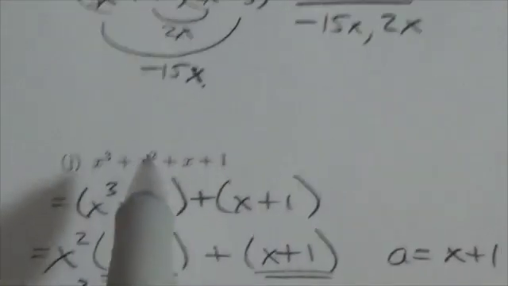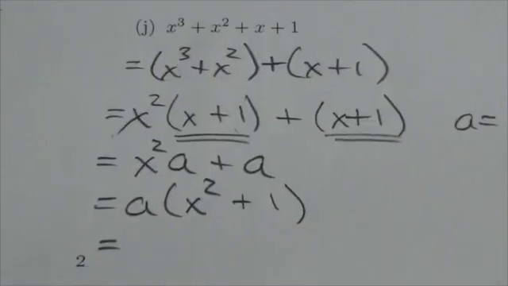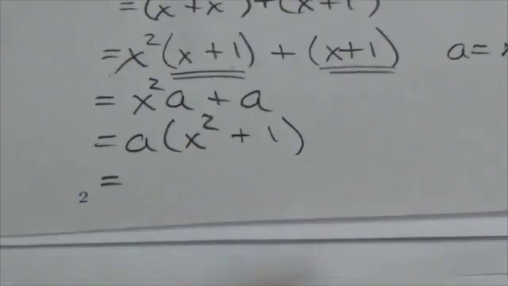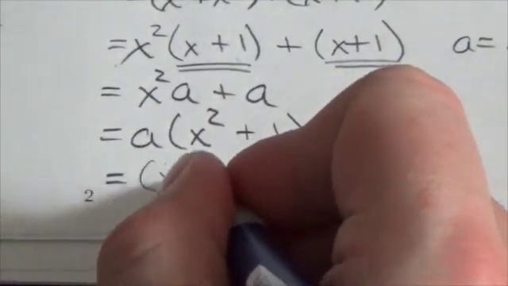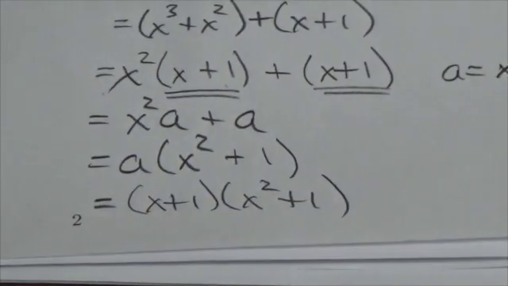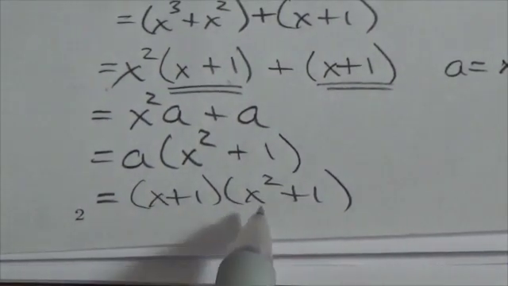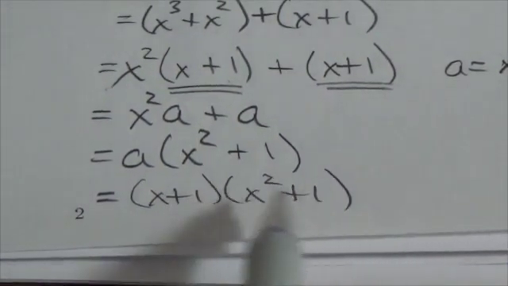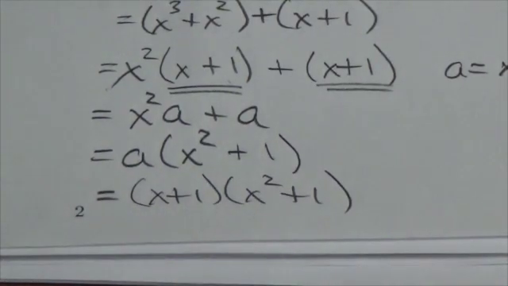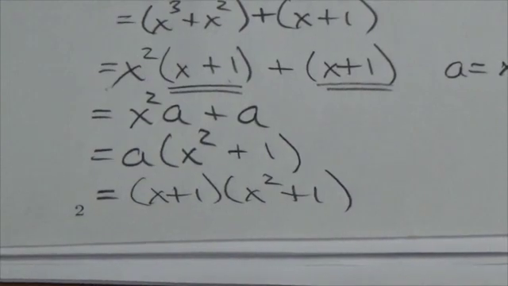Now, I can't leave it like this, even though that is factored, because a was not part of the original expression of the question. So I have to go back and say, okay, I said that a was x plus 1, so this is x plus 1 times x squared plus 1. And that is the final expression factored. I'd look at this one to see if I could factor it any further, but that is the sum of two squares, not the difference, and I can't do anything with the sum of two squares.